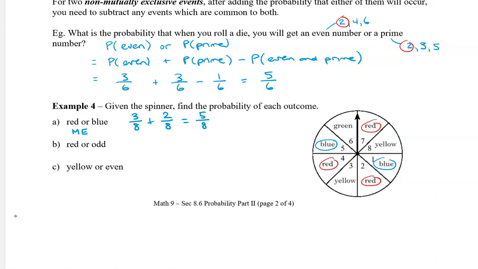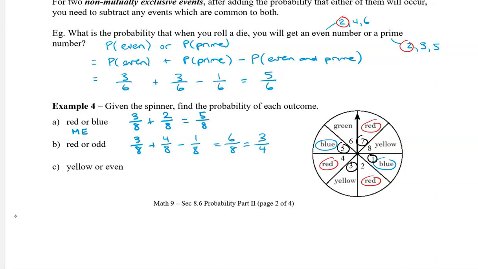All right, the next one is red or odd. So again, we know that there are 3 that are red. And then the odd numbers are 1, 2, 3, 4. Odd numbers. But we can also see that one of the odd numbers is also red. So we need to subtract 1/8. So this will give us 6/8 or 3/4.